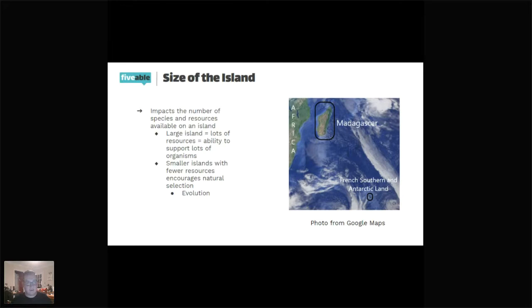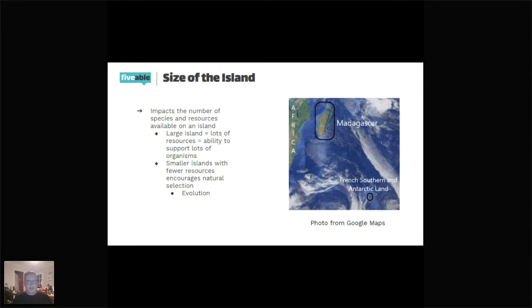So the next factor we come to is the size of the island. The main thing we think about here is resources. A large island is going to have lots of resources. If you think about Madagascar, they have tons of resources. We think rainforest, full of biodiversity, full of animals, and all of those kinds of things. However, on smaller islands, we see competition. And this is where we see this evolution idea play into it.